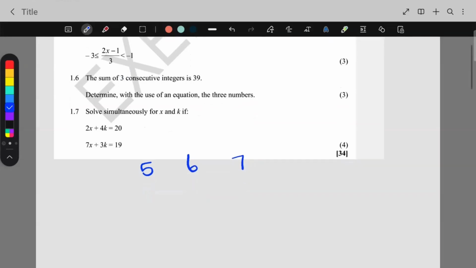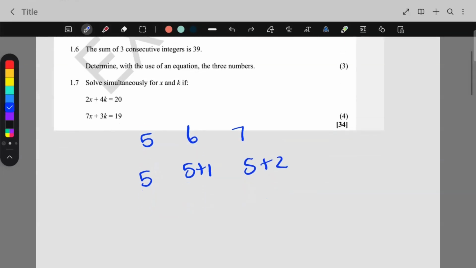So I'm making up numbers. So 5 stays 5, but I'm going to rewrite 6 as 5 plus 1. And then I'm going to rewrite 7 as 5 plus 2. But because I made up this 5, I'm going to replace 5 now with x. So I'm going to say, let's say this is x. Then this is x plus 1. Then this is x plus 2.